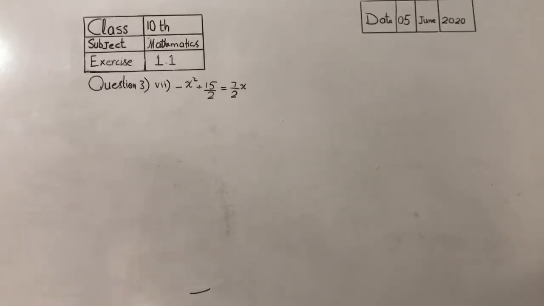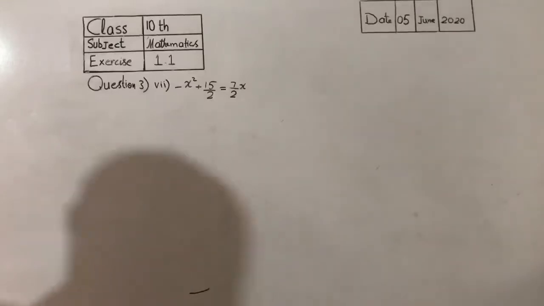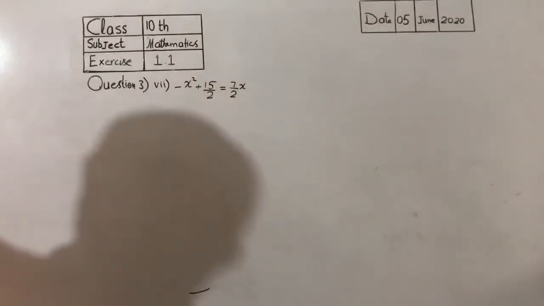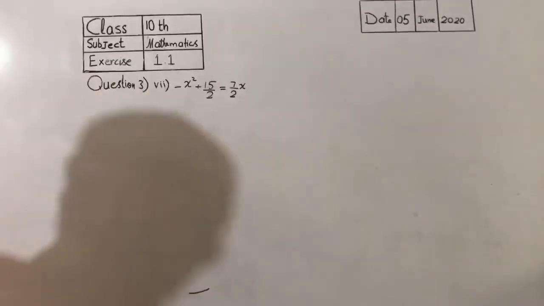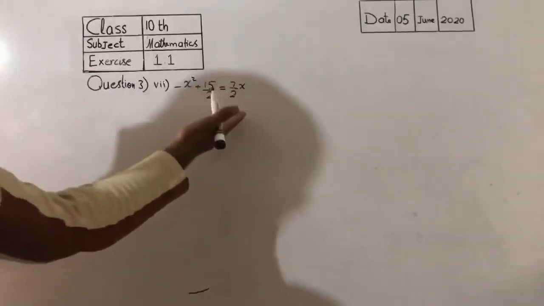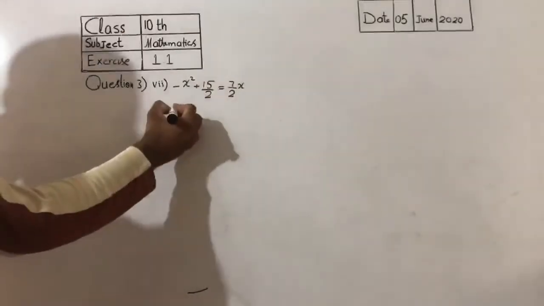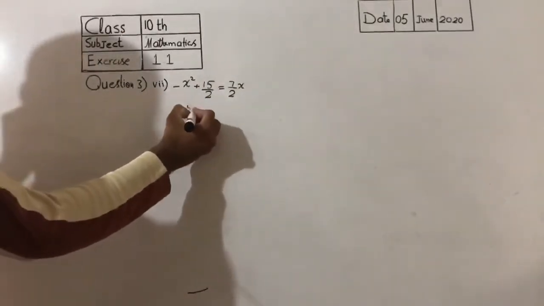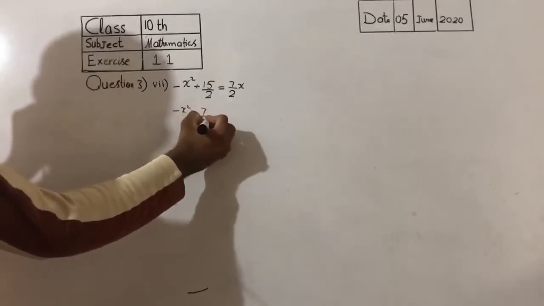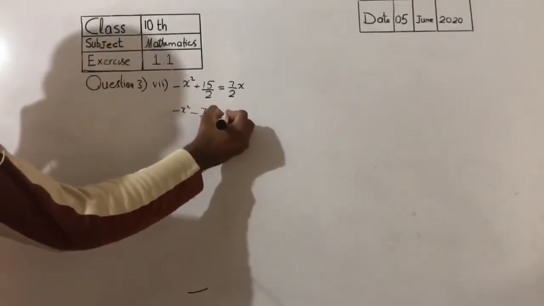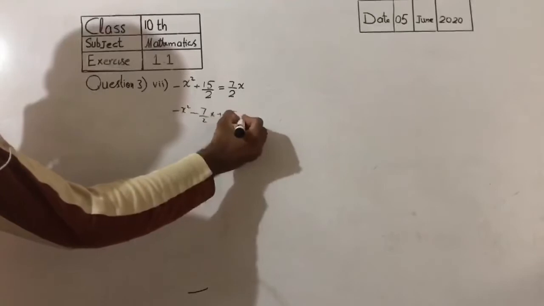Dear students, we are solving part number 7 of question number 3, exercise 1.1, that is minus x square plus 15 over 2 is equal to 7 over 2x. You can see it is not in the standard form. First of all, we write it in the standard form. In standard form, there is 0 on the right side of equal, so we put 7 over 2x on the left side. So minus x square minus 7 over 2x plus 15 over 2 is equal to 0.